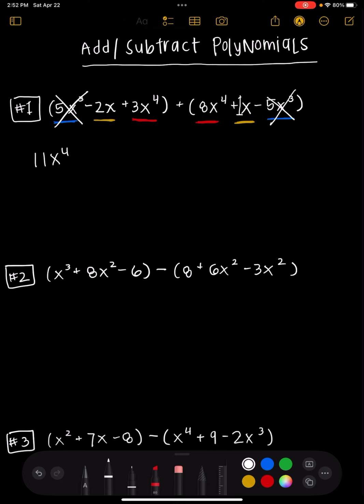So we have a negative 2x and a positive 1x. When I add those together, I get negative 2 plus 1, which gives me a negative 1, so I can write this as a minus 1x. I could potentially write it as a minus x because that 1 isn't necessary, but you can also write it with the 1, and that's totally fine. So now that is my final answer.